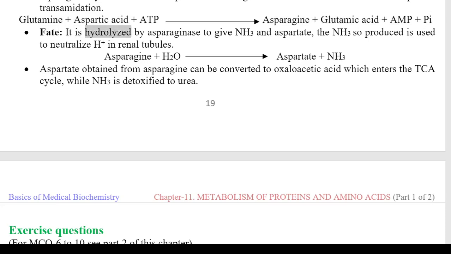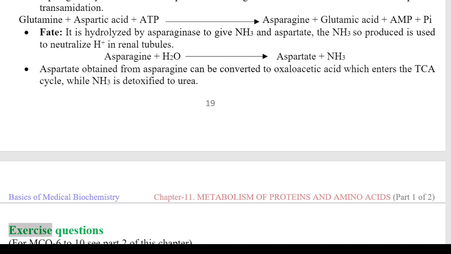Fate. It is hydrolyzed by asparaginase to give NH3 and aspartate. The NH3 so produced is used to neutralize H+ in renal tubules. Asparagine plus H2O gives aspartate plus NH3. Aspartate obtained from asparagine can be converted to oxaloacetic acid, which enters the TCA cycle, while NH3 is detoxified to urea.